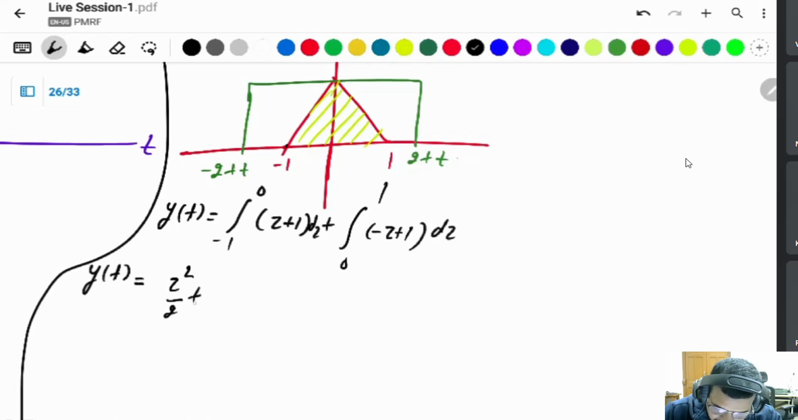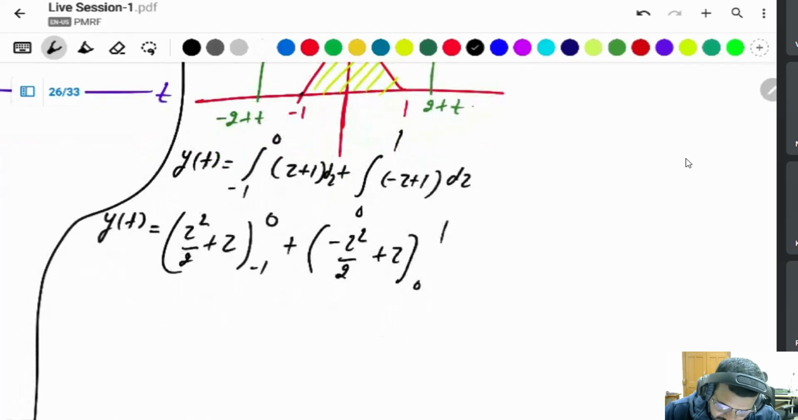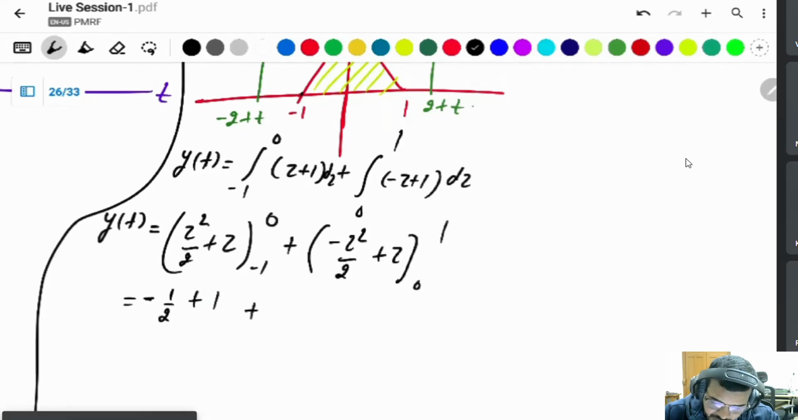Tau square by 2 plus tau from minus 1 to 0, plus minus of tau square by 2 plus tau from 0 to 1. Put in the 0, it gives 0. Minus of 1 by 2 minus 1, minus minus is plus 1. Take the 1 here, minus of 1 by 2 plus 1 minus 0 is 0.